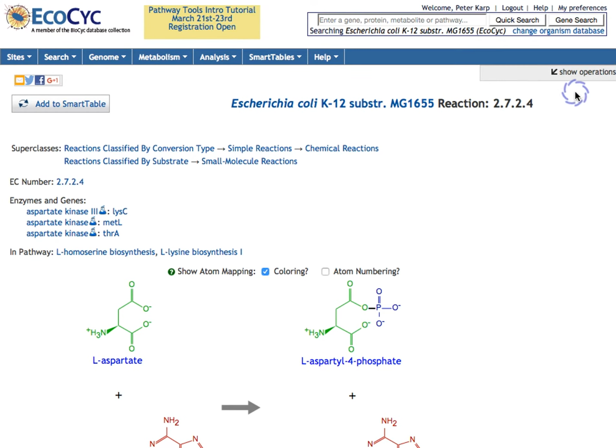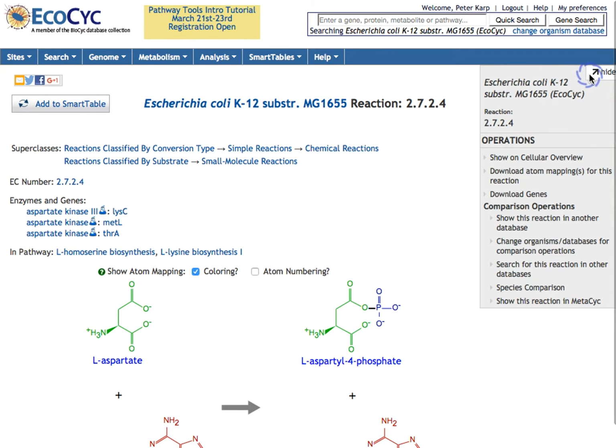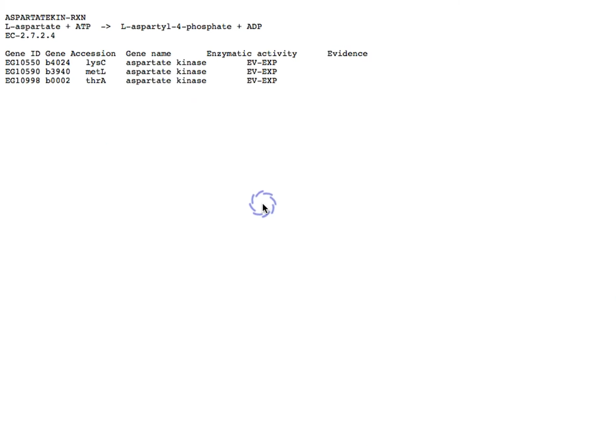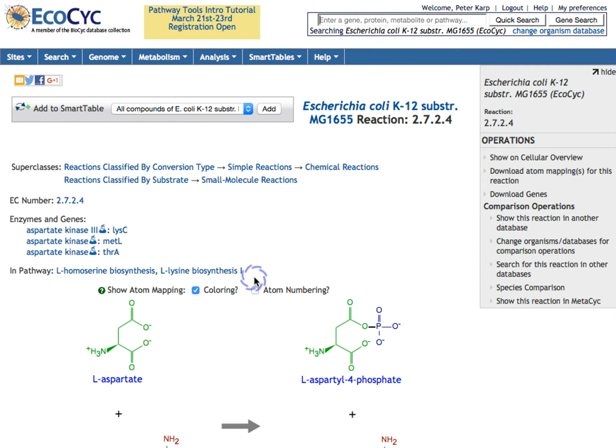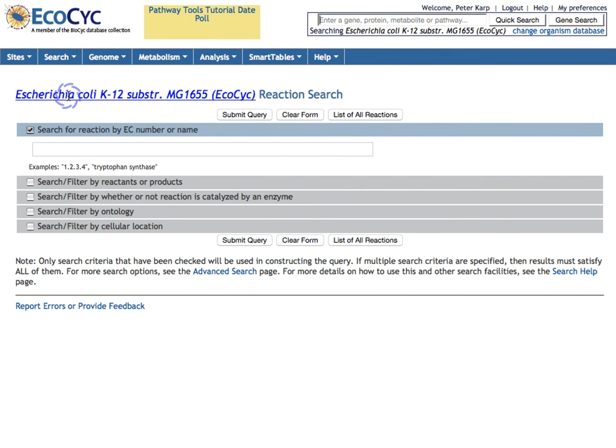A number of operations are available for reactions in this operations menu on the right sidebar, such as downloading structured data associated with the reaction, such as atom mapping data, and a list of genes for the enzymes that catalyze this reaction. Note there is a search reactions command that allows you to search for reactions by a number of criteria or to generate a list of all the reactions in this PGDB.